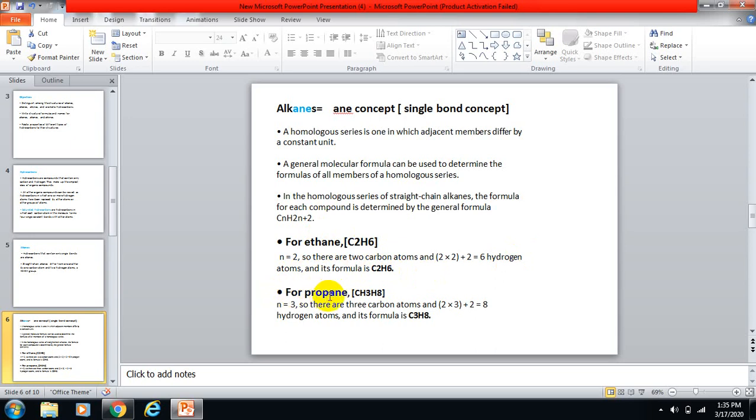For propane, again, the "-ane" ending. Like we have, look, methane, ethane, propane, butane, pentane, hexane, heptane, like 7, octane, nonane, and decane. Understand? All will be entitled with "-ane". Again, similarly, n is equal to 3, like the number of 3 carbon atoms, and 2 times 3 plus 2 gives 8 hydrogen atoms. And its formula is what? C3H8.